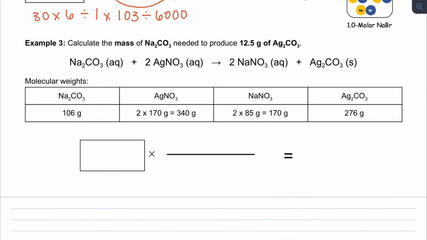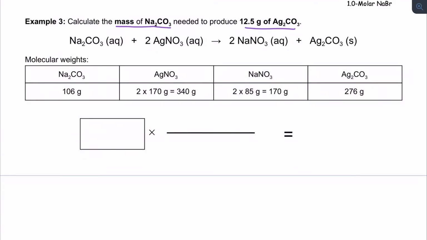Example number 3 is asking you to calculate the mass of sodium carbonate that's needed to produce 12.5 grams of silver carbonate. In order to solve this problem, you'll need to use a balanced chemical equation. This chemical equation is a recipe.